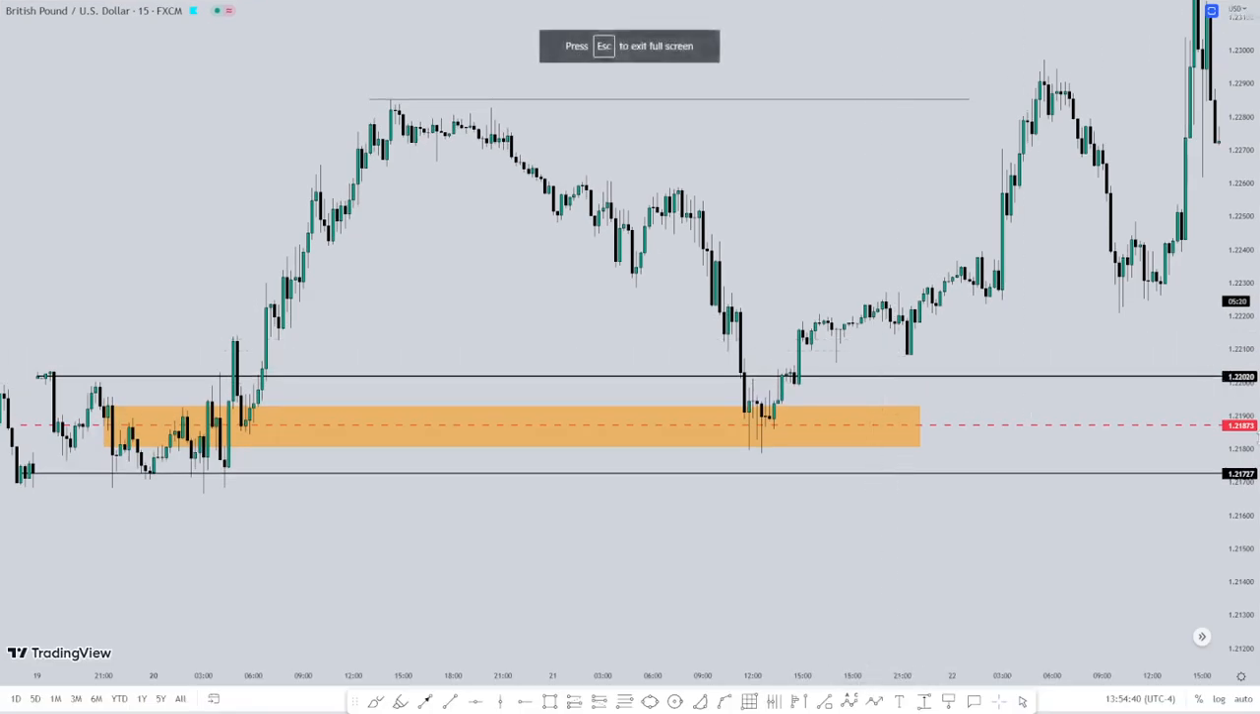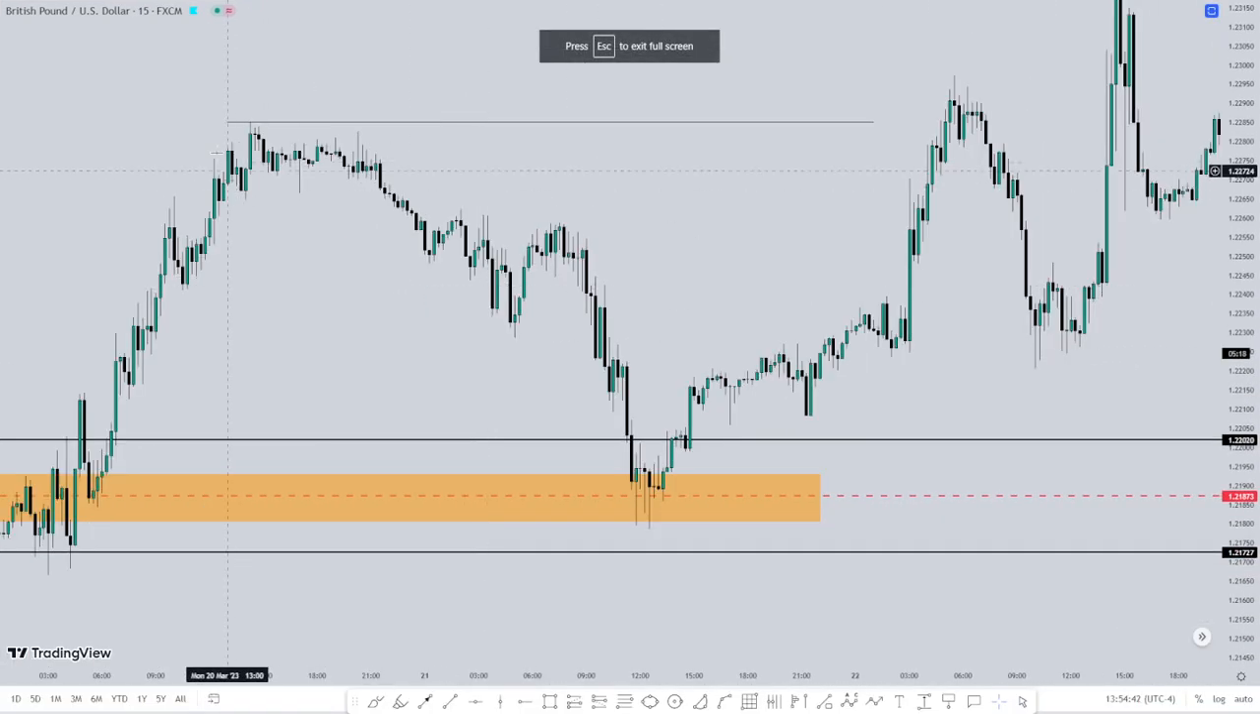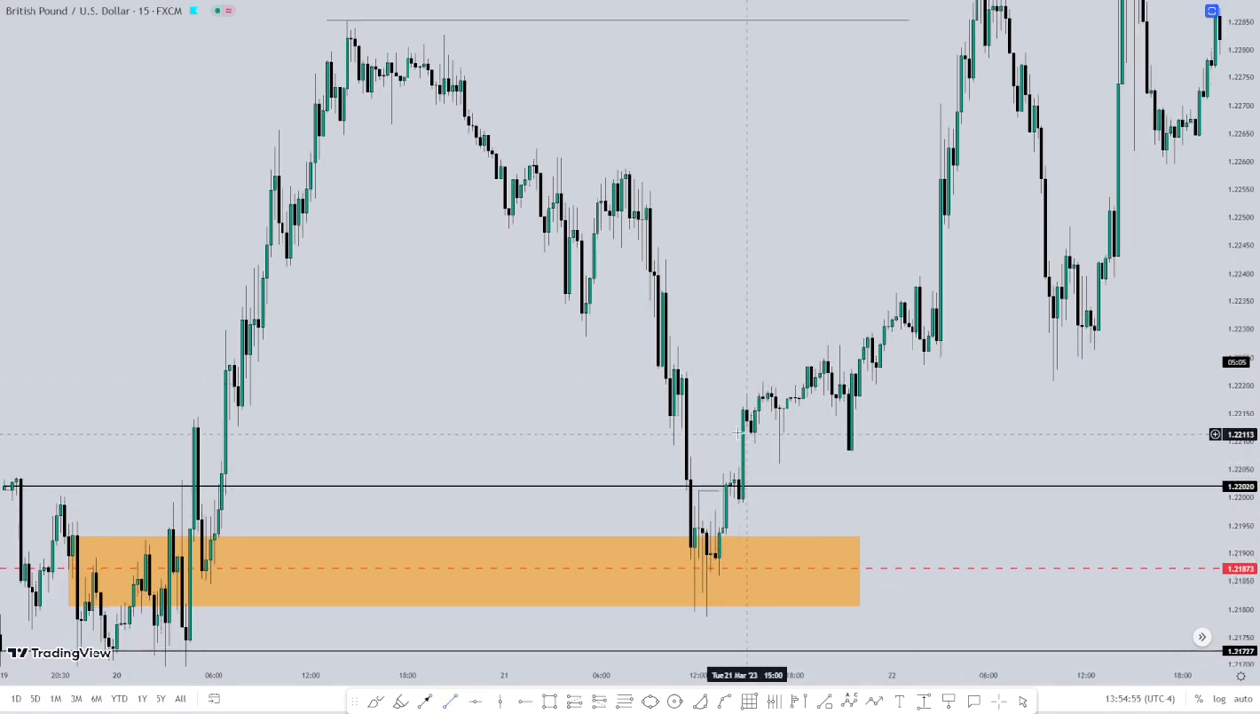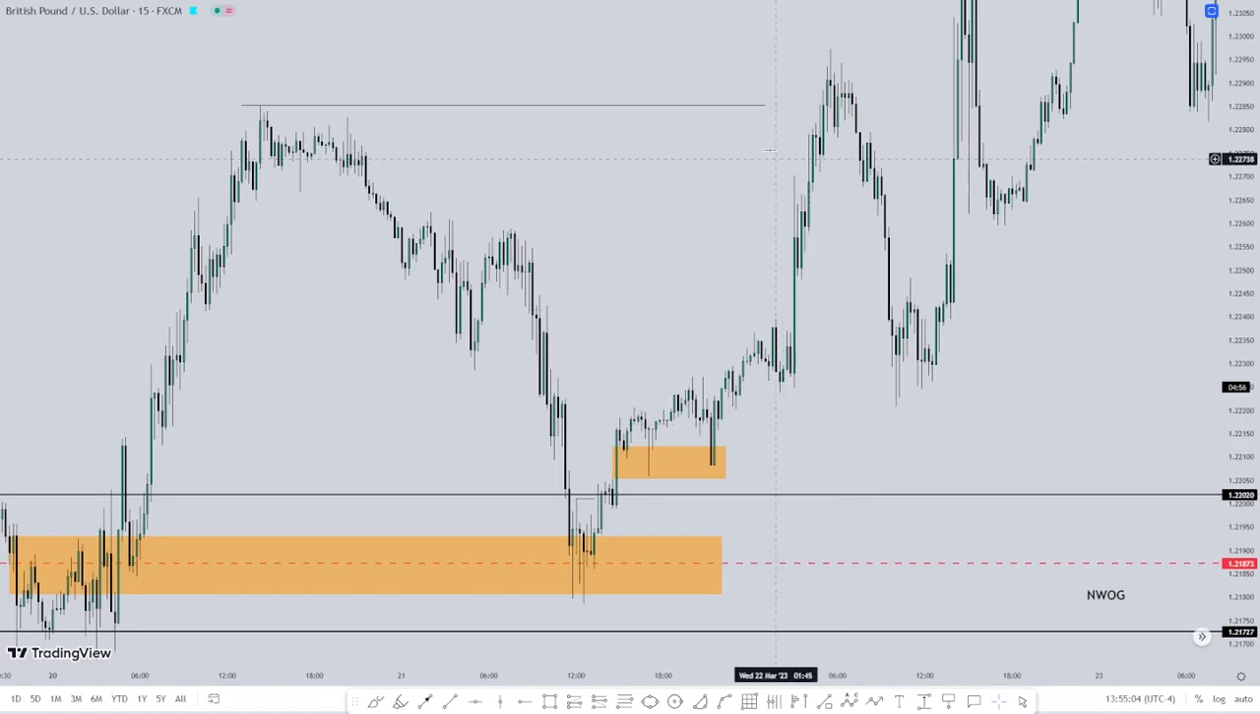So we have a market maker buy model right here, okay? Because as you can see, we have original consolidation here and price drops into a discount array, point of interest. We had a shift in market structure right here, fair value gap, fair value gap right here. You can see how price reacts into it.